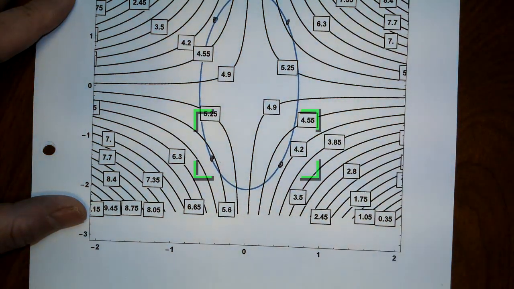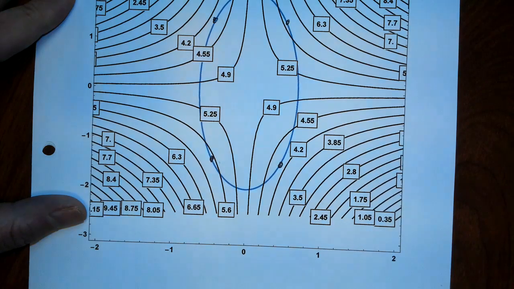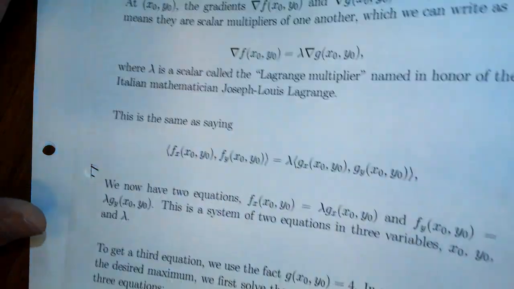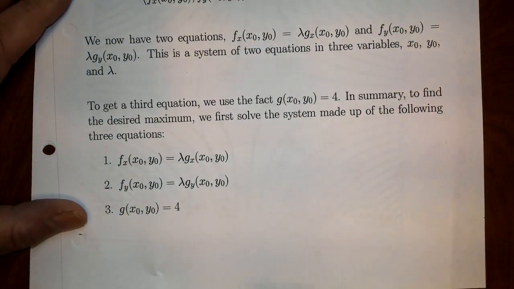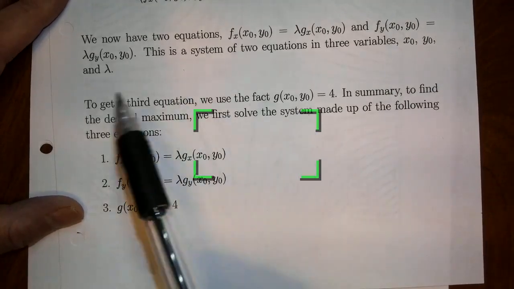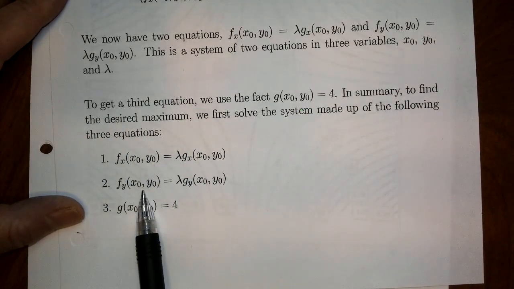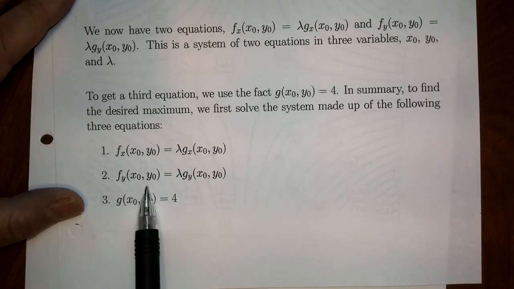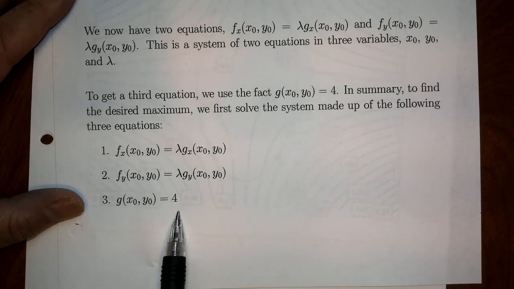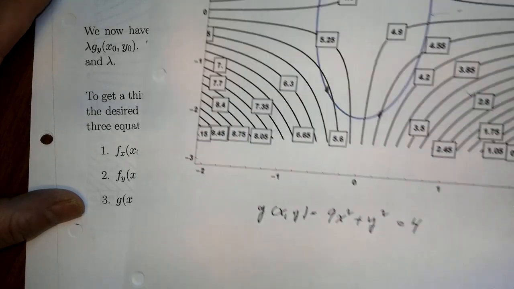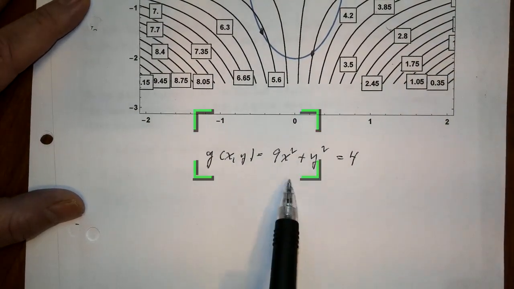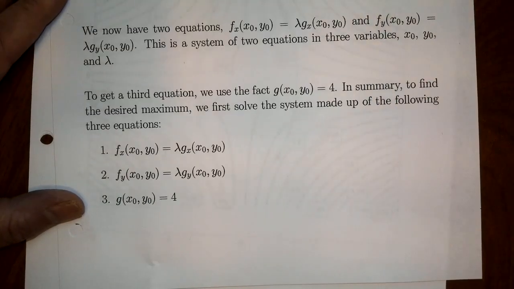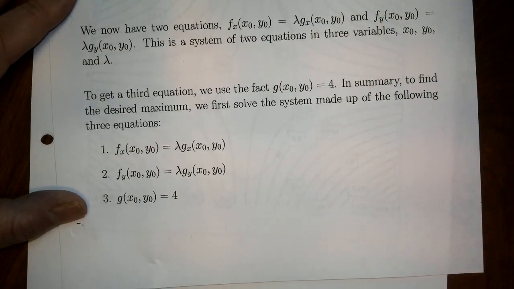So to summarize the process again, if you have your constraint function g and your function that you're trying to make as large as possible f, you set up 3 equations in 3 unknowns. In this case, g of x naught, y naught was 4 because that was our constraint function. Here's the function g.